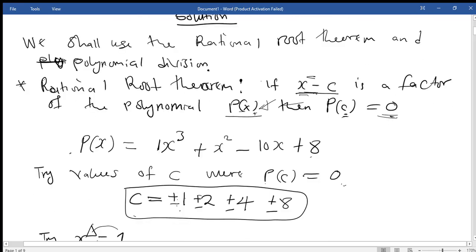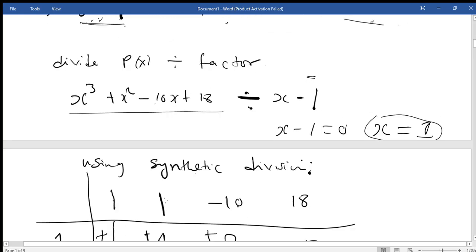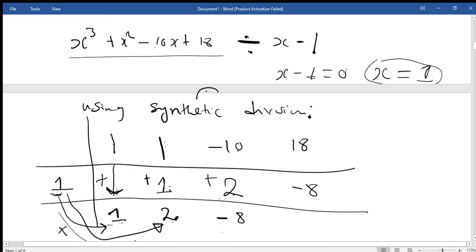This is positive 8. The polynomial is positive 8. So let's just change our synthetic division coefficients here. So this is supposed to be positive 8, so there is no 1 here. Okay, so when we continue, we are going to have 1 plus 1. The 1 brought down is 1.